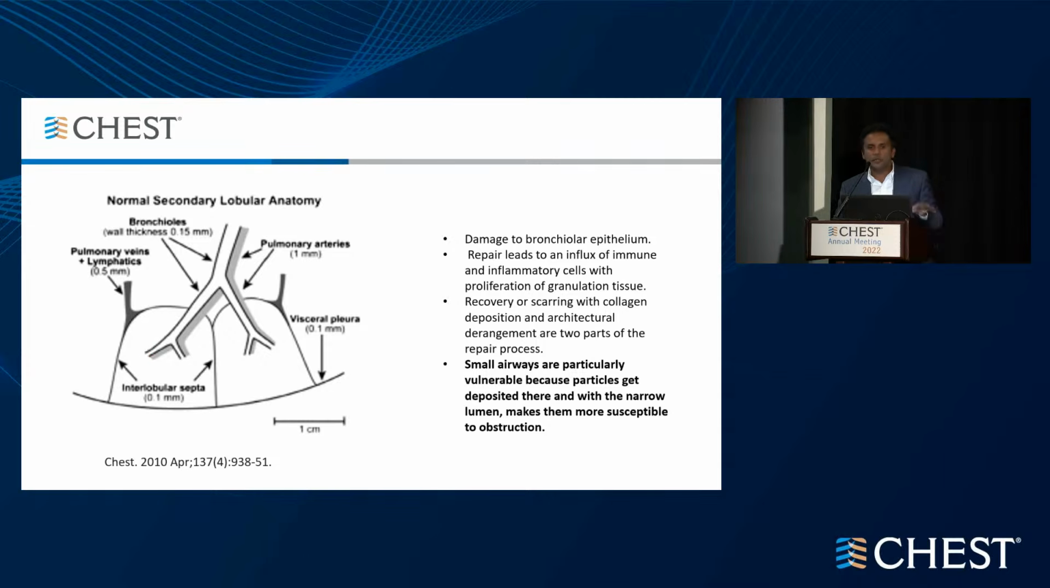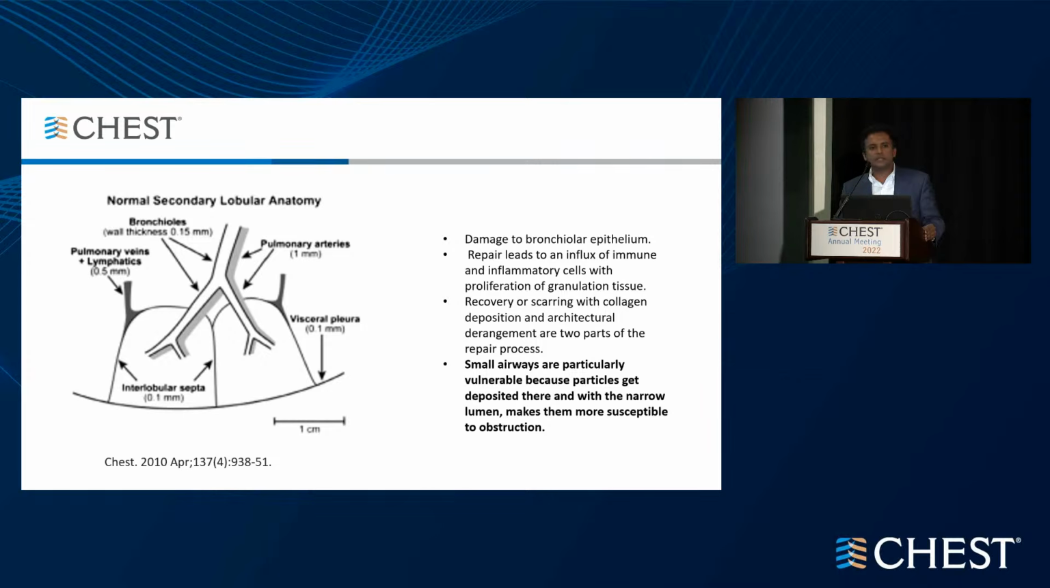But the centrilobular zone is where the bronchioles are located, and on the CT scan it basically manifests as pathology mainly concentrating in the centrilobular area. And as far as pathogenesis is concerned, there is initially a stimulus which causes damage to the bronchiolar epithelium.